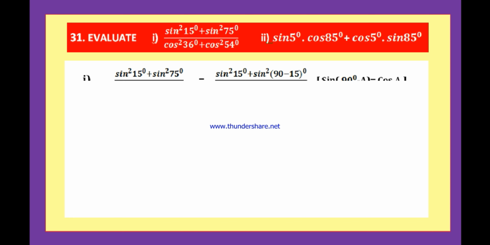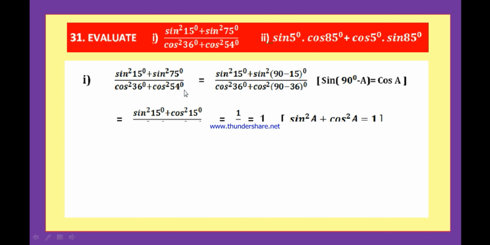Here is the first bit, let us solve this. Sin square 15 degrees plus sin square 75 degrees by cos square 36 degrees plus cos square 54 degrees. This is equal to sin square 15 degrees, same, we did not change anything. Later, this 75 degrees can be written as 90 minus 15. Therefore, in place of 75 degrees, let us write 90 minus 15 degrees.